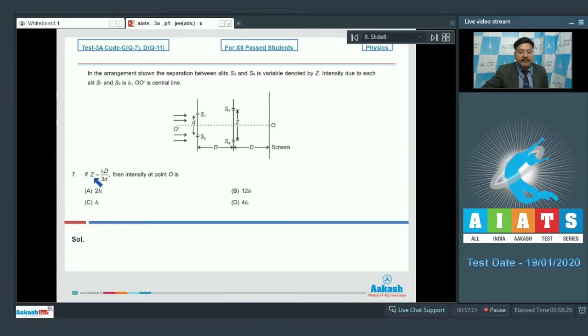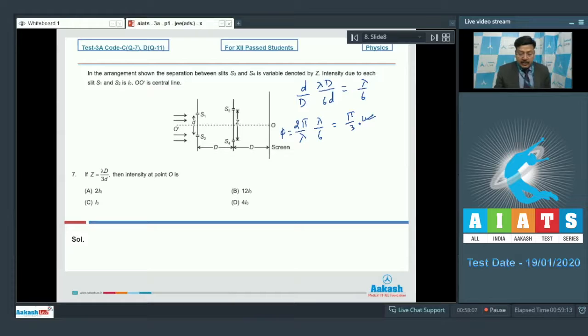Now question 7 says, if the value of Z is this much, then intensity at point O is. So first of all, we find intensity at slits S3 and S4, and for that we find the path difference. Well, the path difference will be small d by capital D into Z by 2, and the Z by 2 is lambda capital D by 6d. This is the path difference, and this is equal to lambda by 6. The phase difference is 2 pi by lambda into path difference, that means into lambda by 6. We can call it phi, and this is equal to pi by 3.